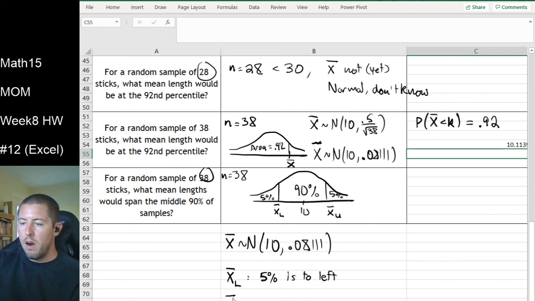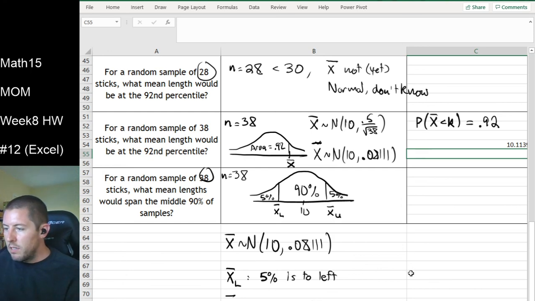And for x bar sub R, or U, our upper bound, maybe I should just call it left and right bounds, lower and upper bounds. It looks like how much area is to the left of the upper bound? Well, only 5% is above it. So it has to be that 95% is below it. So 95% is to the left of that value of interest right there.